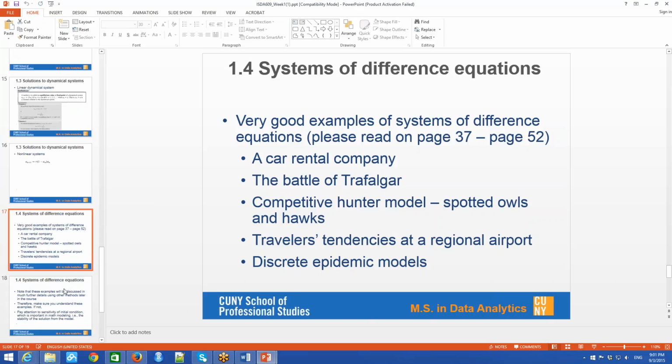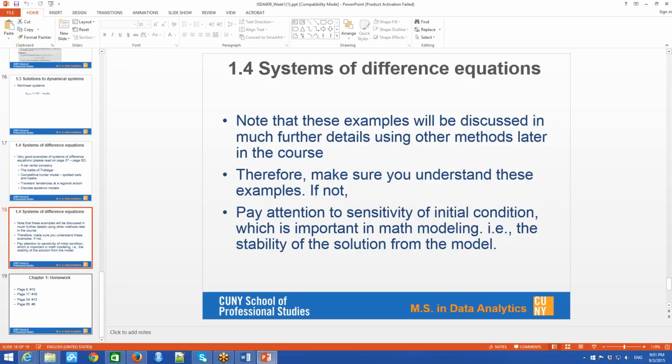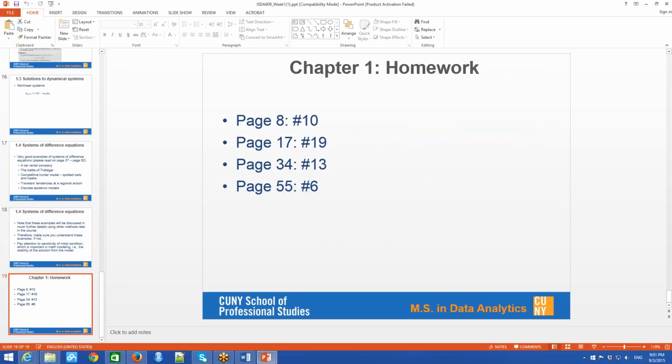Okay, here we have homework 1, we only need to choose 3.